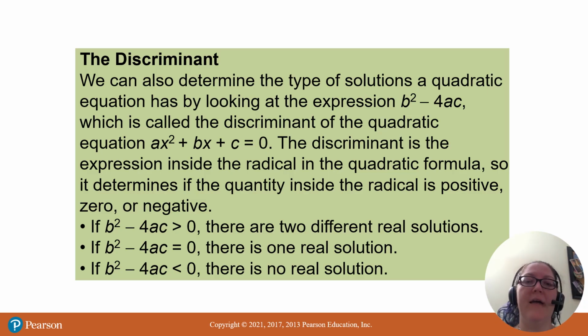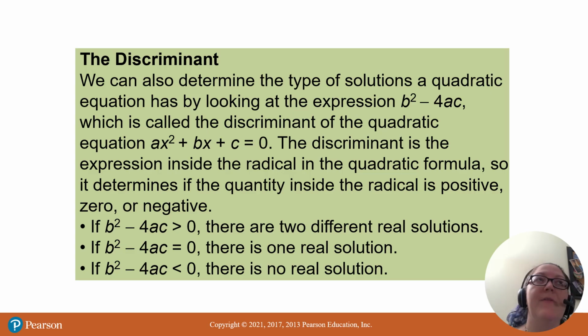Now, with that being the part under the radical sign, there are basically three options. It can be positive, it can be negative, or it could be equal to 0. If it's positive, that means it's greater than 0. And if that discriminant is greater than 0, then I can guarantee that there will be two real solutions to that problem.